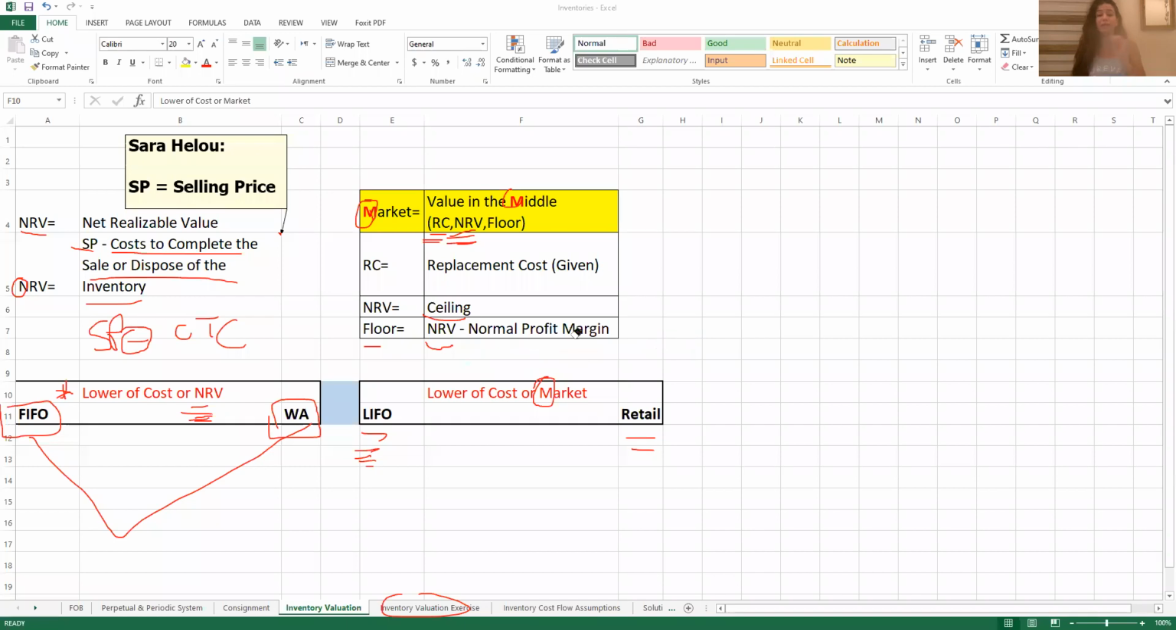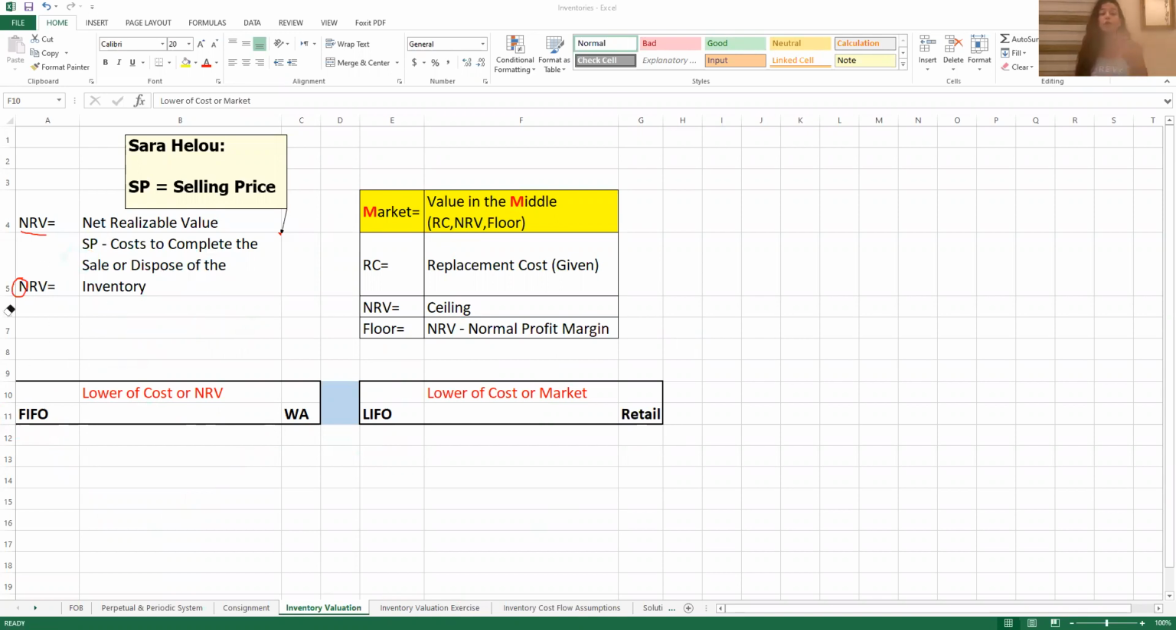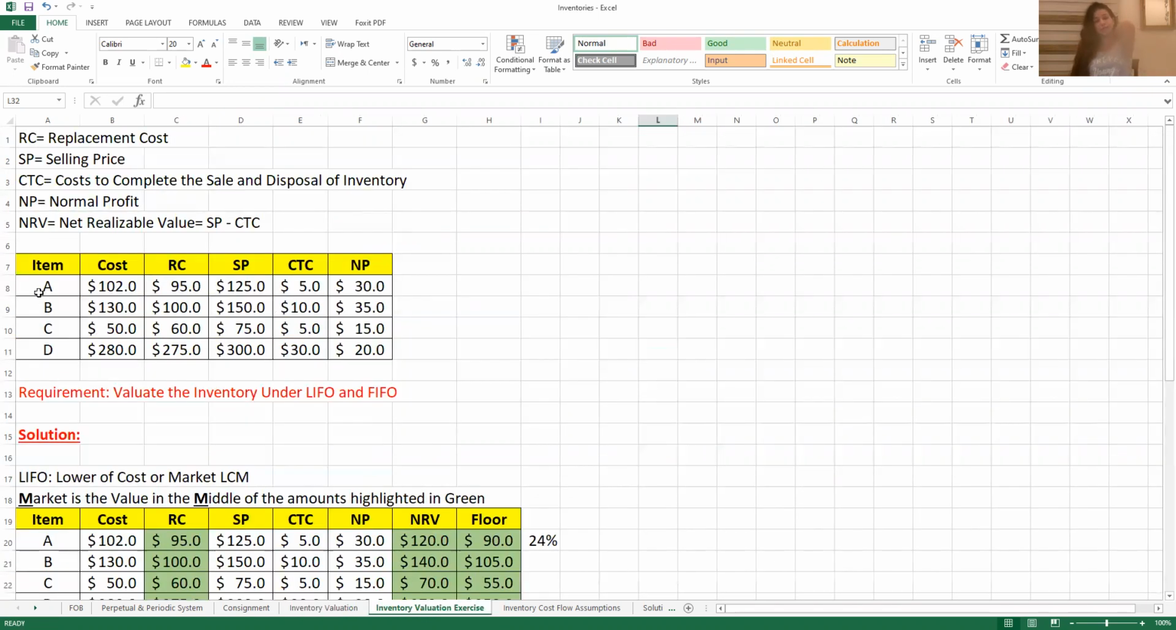I'm going to give you a great exercise, but while you solve similar questions, you have to pay attention. Am I using FIFO, weighted average, LIFO, or the retail method? If I'm using FIFO or weighted average, then I have to apply the lower of cost or net realizable value. If I'm using LIFO or the retail method, I have to apply the lower of cost or market. So that's a great example.